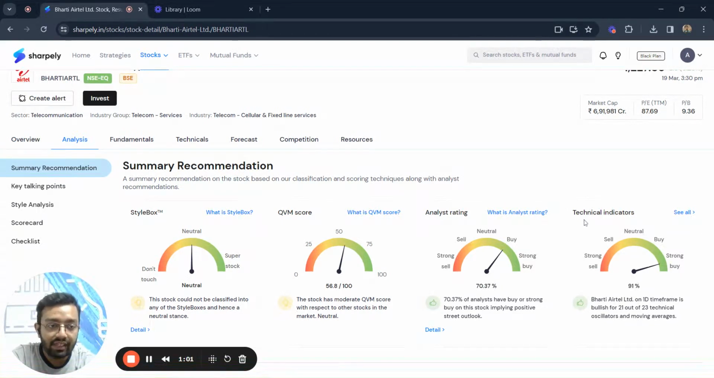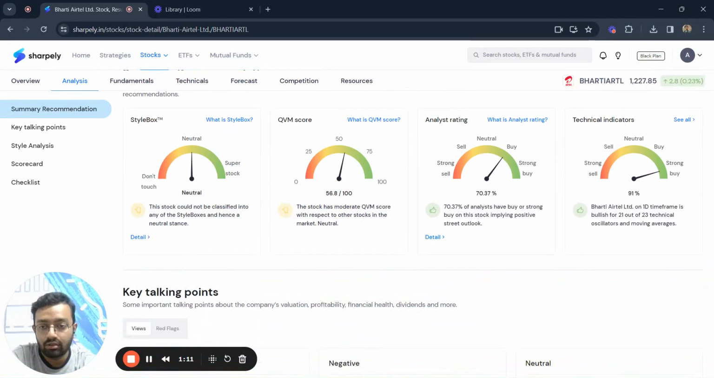And the fourth one is technical indicators. So we track a total of 23 indicators, and 21 out of them have a positive signal as of now. So technically, the stock looks really good.